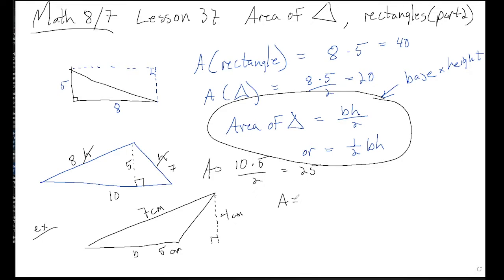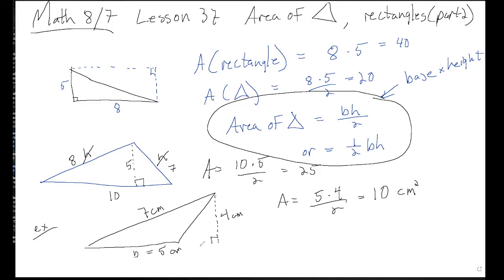Okay? So 4 times 5, or 5 times 4, because 5 is the base and 4 is the height. So base times height, 5 times 4 divided by 2 is 10. And what's our label? I didn't hear all of that, but it's not centimeters, it's square centimeters, right?